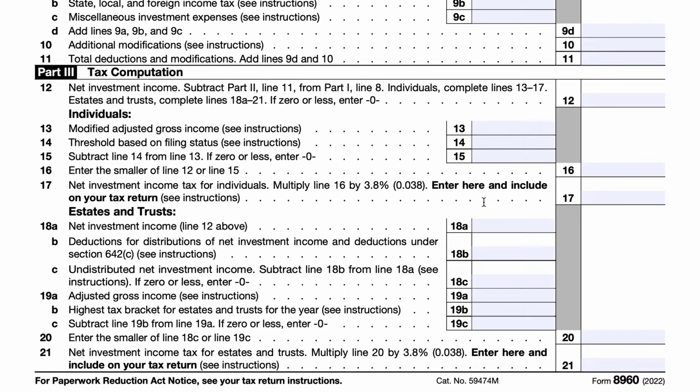19A, you'll enter the adjusted gross income. 19B is the highest tax bracket for estates and trusts in the given year. And then you'll subtract B from A, and you'll enter 0 if it's 0 or less. You'll enter the smaller of either line 18C or line 19C for line 20. You'll multiply that number by 3.8%. You'll include that at the bottom of this form and then on your tax return, depending on what entity you're filing on behalf of. So this is a complicated form.